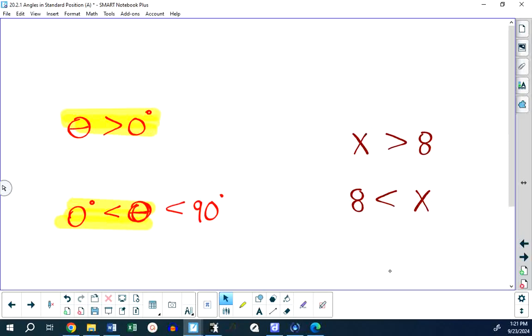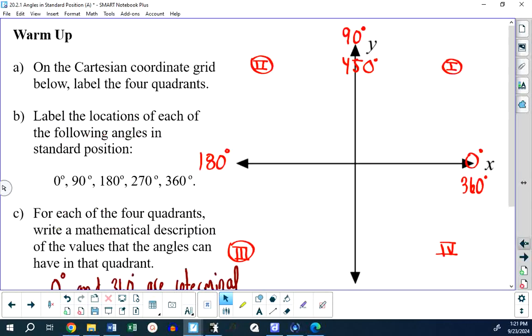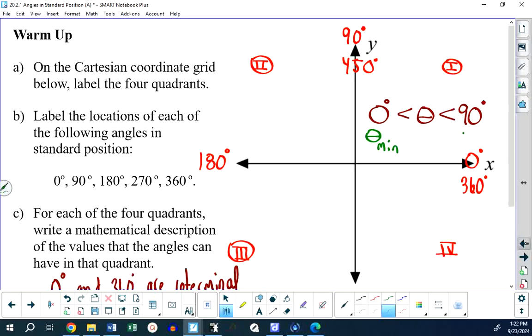I can put these together into a single statement. How many of you have seen this before? Maybe your Math 10 teacher showed it to you. Maybe they didn't. We would write here that 0 degrees is less than theta, which is less than 90 degrees. This is merely a way for me to tell you that this is the minimum value of theta, and this is the maximum value of theta. And theta is somewhere in between. But it's always minimum, less than, variable, less than, maximum.